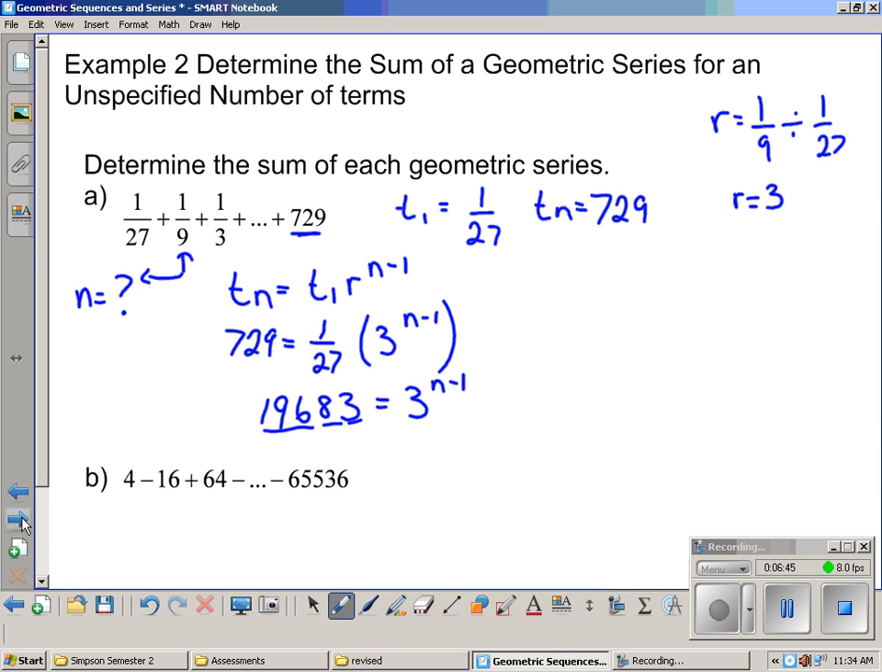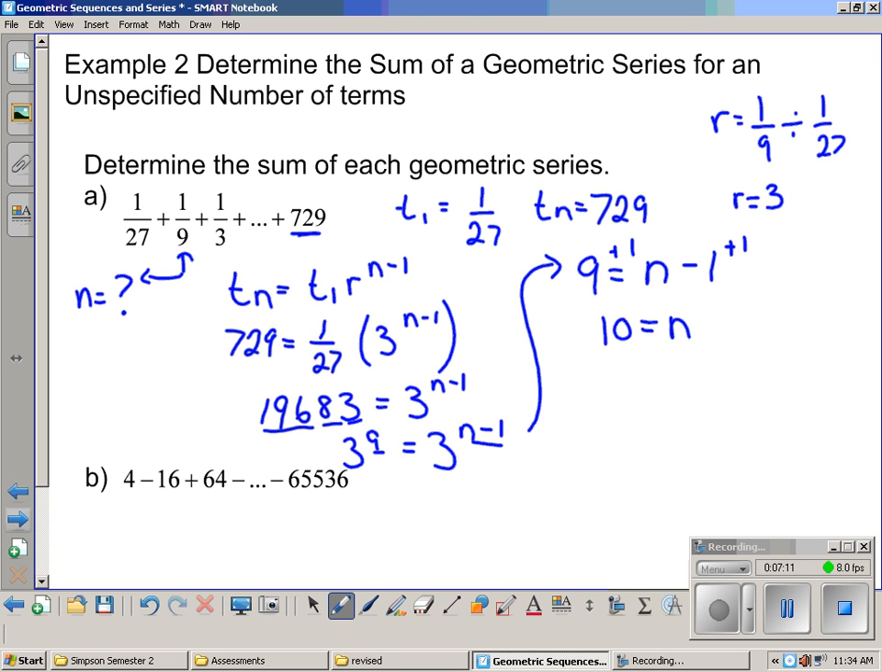This side, the left side, is equivalent to 3 to the power of 9. So I know 3 to the power of 9 is equal to 3 to the n minus 1. If this is true, it means that my exponents must be the same because my bases are the same. So that means that 9 has to be equal to n minus 1. Solving for n, I end up with n being equal to 10 terms.